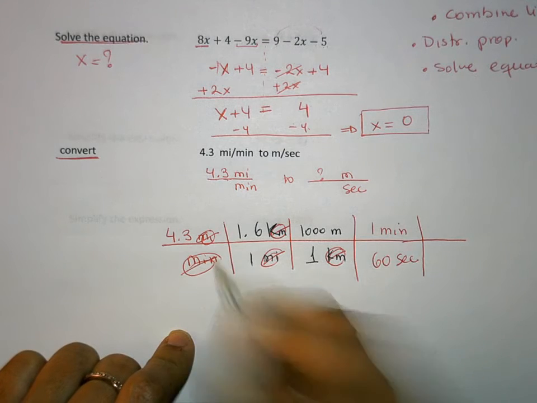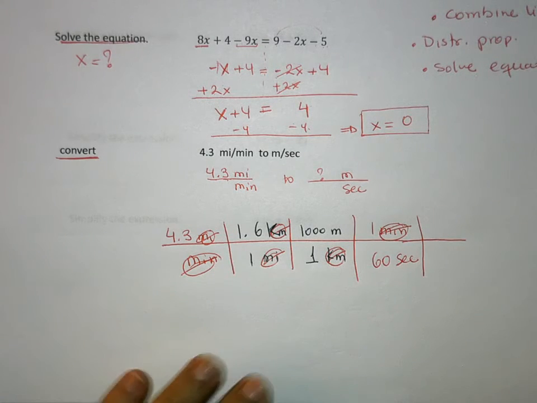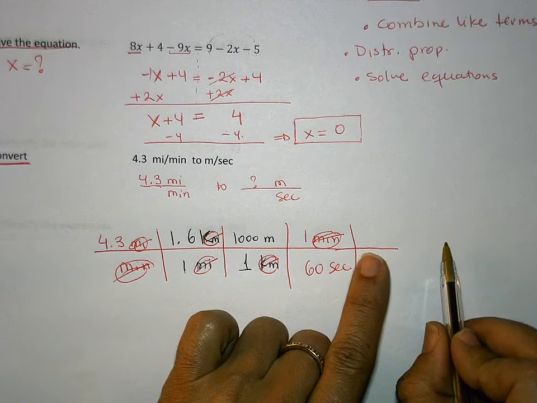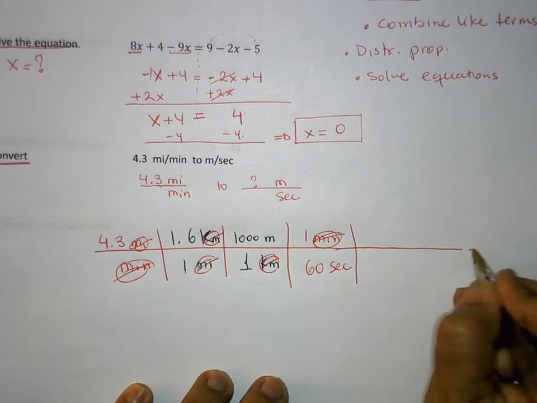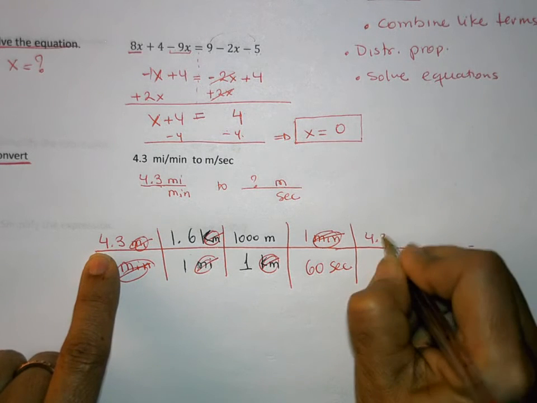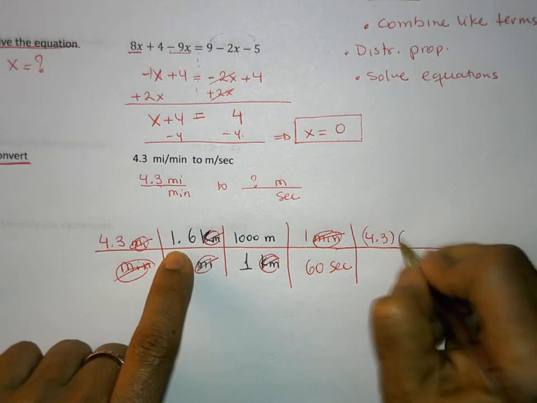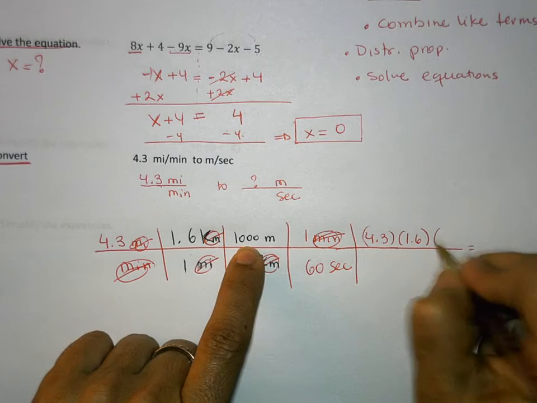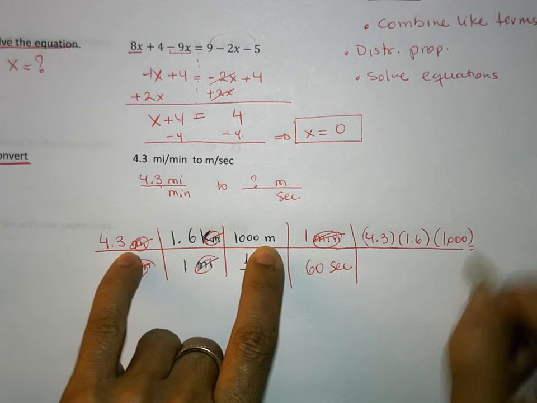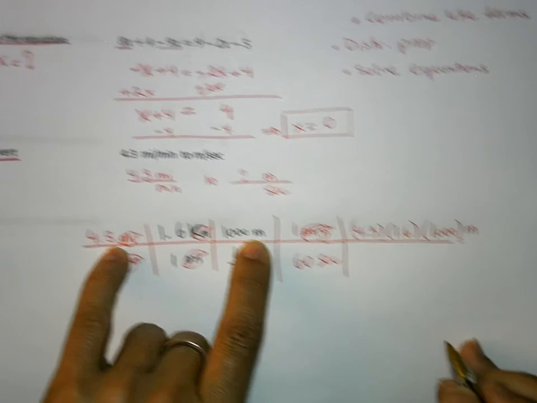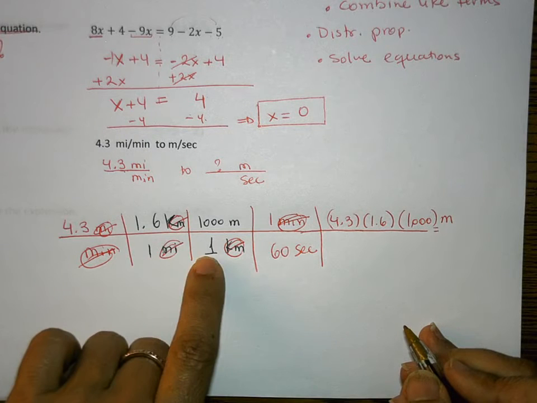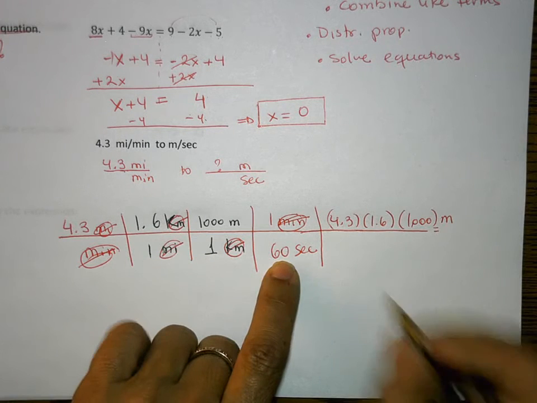So 1 minute is 60 seconds. All right. Now the last thing to do is just multiply all the top values, the numerator values, and then divide by the denominator. So in the numerator, I have 4.3 times 1.6 times 1,000. There we go. And the only unit that survives on the top is meters. On the bottom, we have nothing here, 1 times 1, which is just 1, and we have 60 seconds.